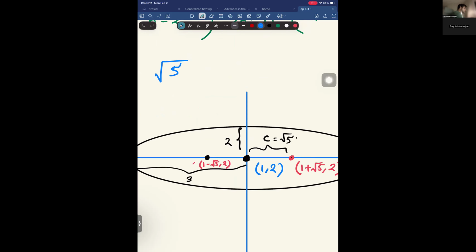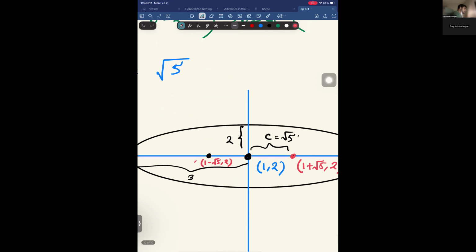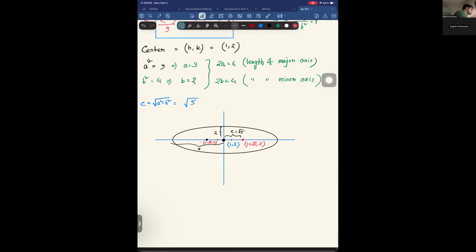Because both of these line segments have length square root 5 from the midpoint. So you can actually shift the x-axis by the length of the distance c to get the focus. So the foci are 1 minus square root 5, 2 and 1 plus square root 5, 2.